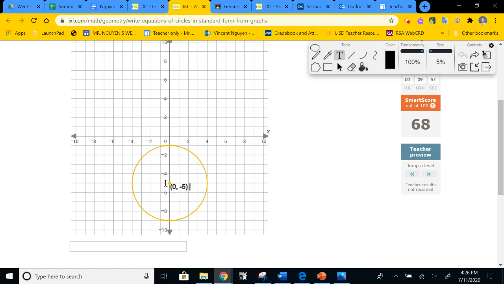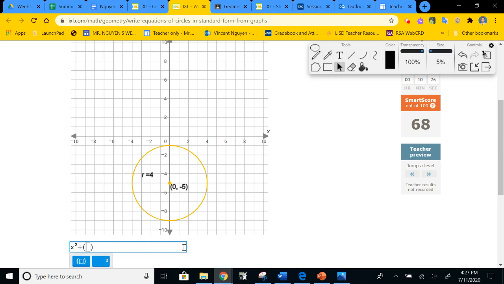Now the center, it's right here, so let's count how many units that is on the radius. So 1, 2, 3, 4. So r is equal to 4. Okay, so now I'm going to type this in. My h is 0, so x doesn't have any number to go with it, which I don't have to write, so it's x squared plus parentheses.